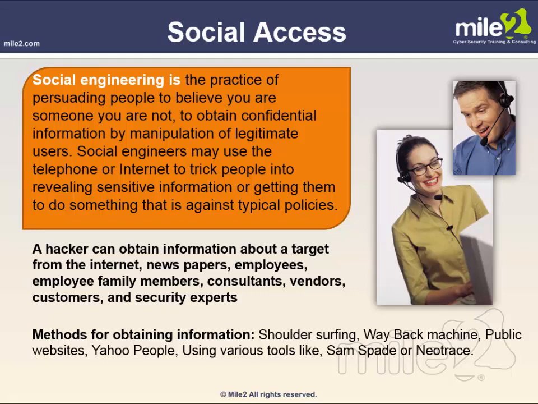Again, the social engineering scenario is basically the practice of persuading people to believe you are someone you're not, to obtain confidential information by manipulation of legitimate users. Social engineers may use the telephone or the internet to trick people into revealing sensitive information or getting them to do something that is against typical policies.